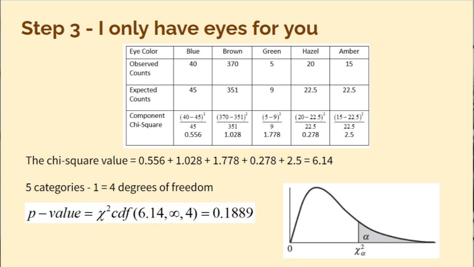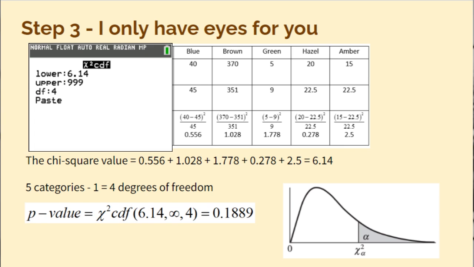Now I'm going to go ahead and use my calculator to calculate the p-value using chi-squared CDF. The lower value is going to be 6.14 and my upper value is going to be 999, acting like a really big value towards infinity. But I also need degrees of freedom. So I had 5 categories: blue, brown, green, hazel, and amber. 5 categories minus 1 is 4 degrees of freedom. Typing all that into my calculator, I get a p-value of 0.1889.